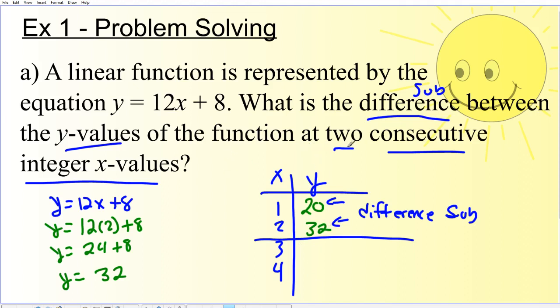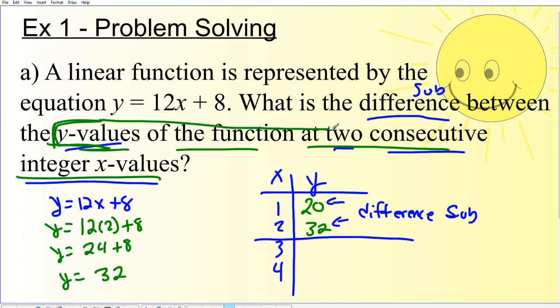So we found the y values of the function at 2 consecutive integers. That's what we found so far. We found all of this second half. So now we have to find out what is the difference between them. So if I subtract them, 32 minus 20 gives me 12. The difference is 12.